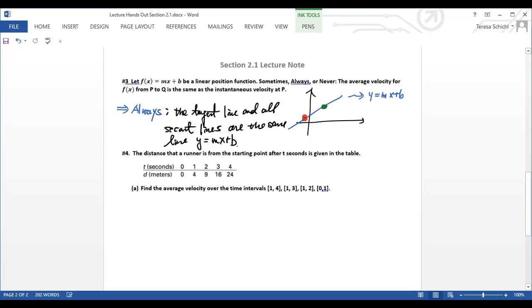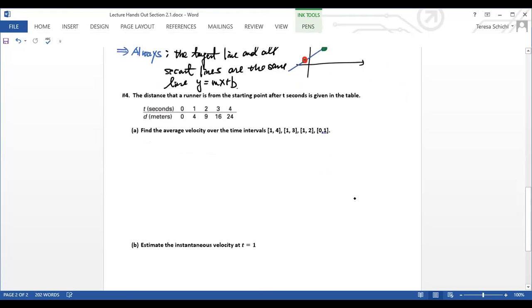Okay, so now let's take a look at problem number 4. The distance that a runner is from the starting point after t seconds is given in the table here. Okay, so now let's take a look. Find the average velocity in the intervals from 1 to 4, 1 to 3, 1 to 2, and 1 to 1. This one is very similar, so we just do the same things here. So this is the interval.